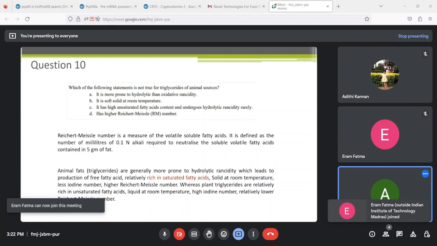So the iodine number will tell you how many double bonds there are. If you have a low iodine number, it means it has fewer double bonds, which again means that it is rich in saturated fatty acids. So the main statement that's not true about the triglycerides of animal sources is that they have a high saturated fatty acid content and undergo hydrolytic rancidity rather than oxidative rancidity. So statement C is false. This holds true for plant sources and not for animal sources. Hope this is clear. Is there any confusion?